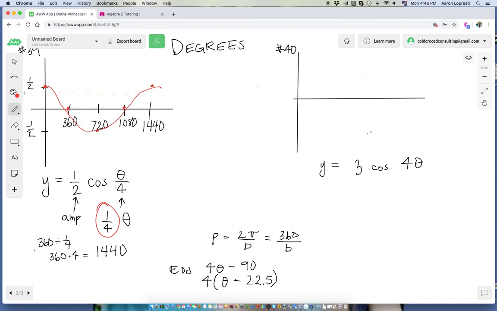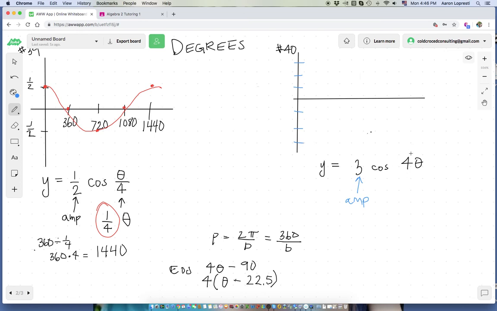Oh, look at the pretty colors. All right, so let's do blue. All right, so number 40, our amplitude is 3. So we're going to have to go from our midline, and notice there's no vertical shift, no phase shift, so our midline stays at 0. So 1, 2, 3, 1, 2, 3. Okay, so we took care of that.